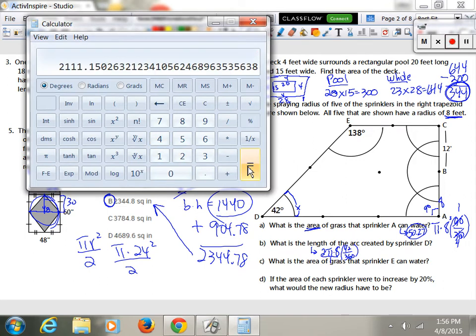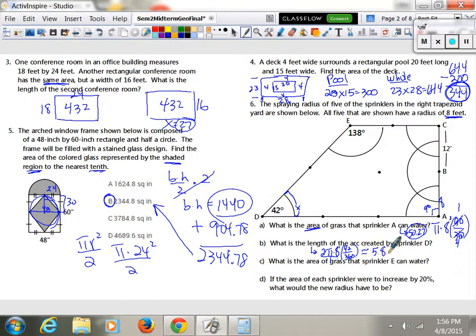And then you're going to take that whole answer and divide it by 360. And the length of that arc is approximately 5.86. That was feet. This is all in feet. This would be square feet right here.